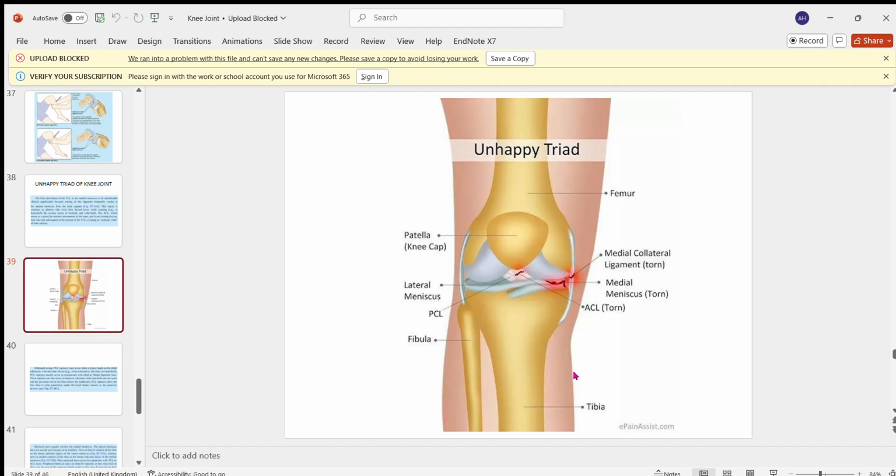What is unhappy triad? Unhappy triad is a clinical condition. There is simultaneous disruption of three structures: the anterior cruciate ligament, the medial meniscus, and the medial collateral ligament. When these three are damaged collectively, it is called the unhappy triad. So this is all about the knee joint.